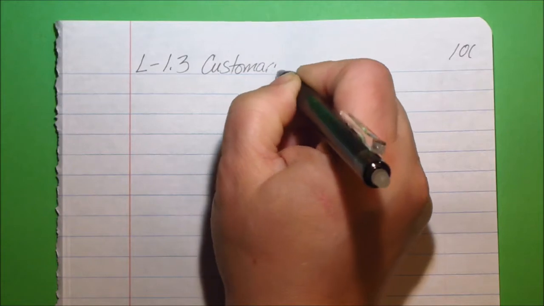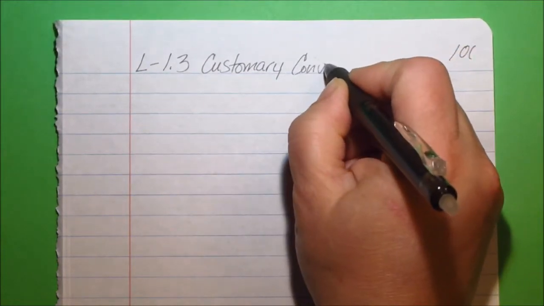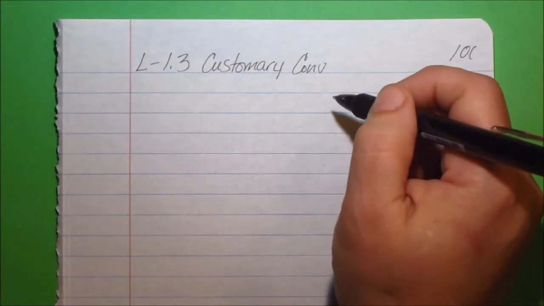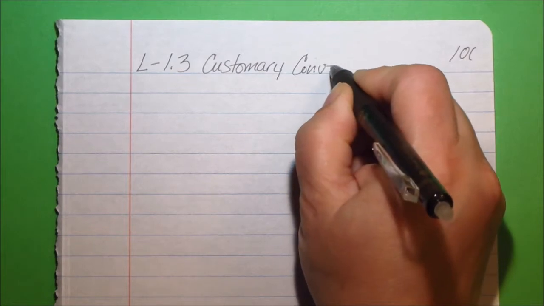Customary Conversions. When we're talking about measurements, customary measurements or standard measurements are the measurements we're most familiar with in the United States, such as inches, feet, miles, a cup, a pint, a quart, those kind of things, not metric system. We'll be dealing with that in a future lesson. So, customary conversions.